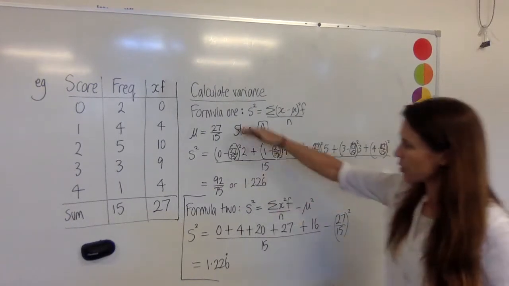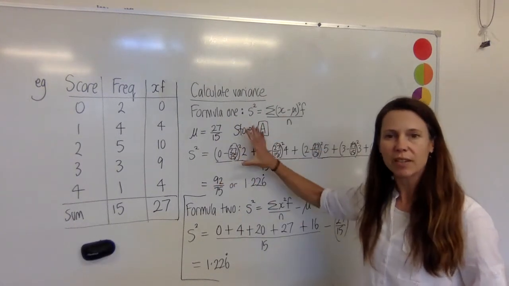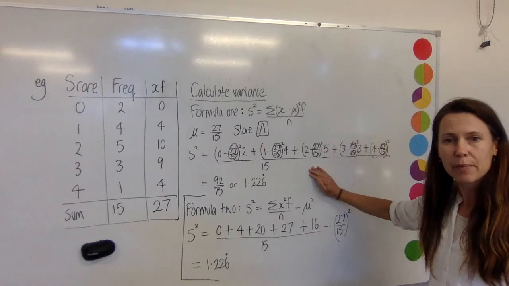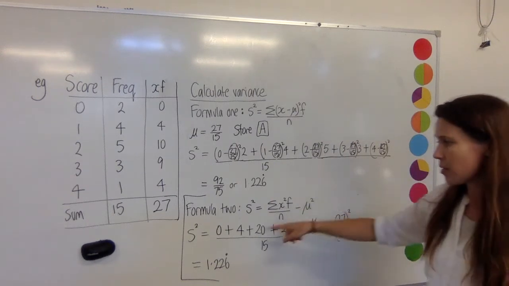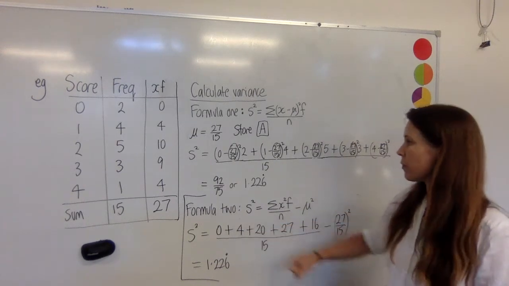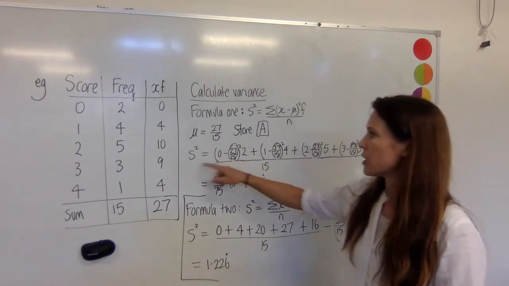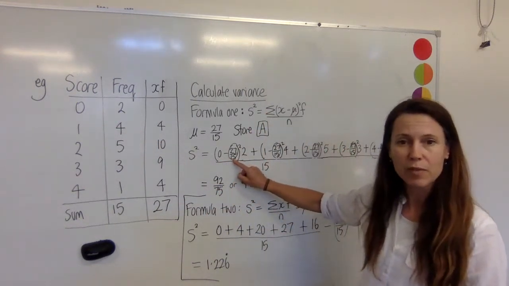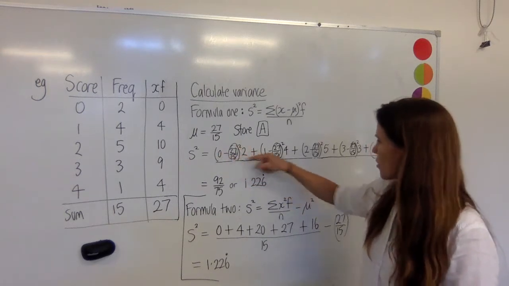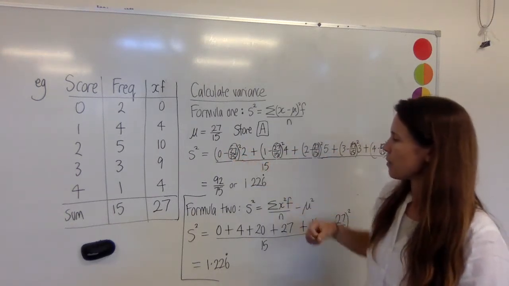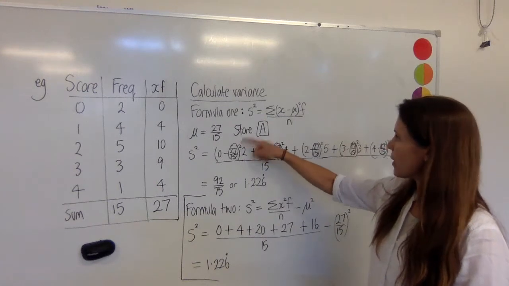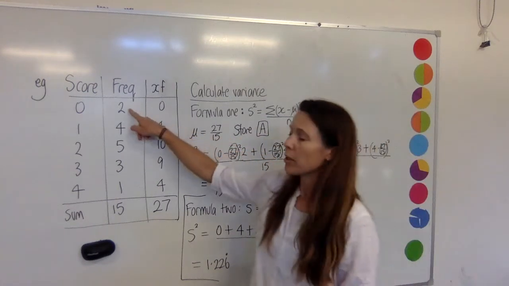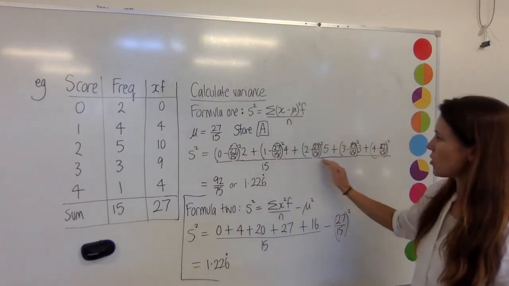Now, rather than copying down this part, let's just leave it and have a look at how tedious it was and make a decision that for most of the time it's going to be a lot easier to use Formula 2. Here I've had to take each score, so 0 minus the mean, 27/15, and then square it. Sorry, I've circled all the 27/15, so it looks a little bit messy. I've then squared it, and then I've multiplied it by the frequency. And I've done that each time.